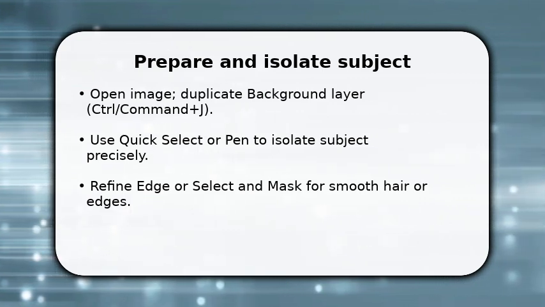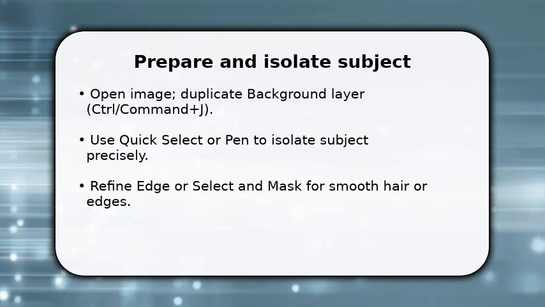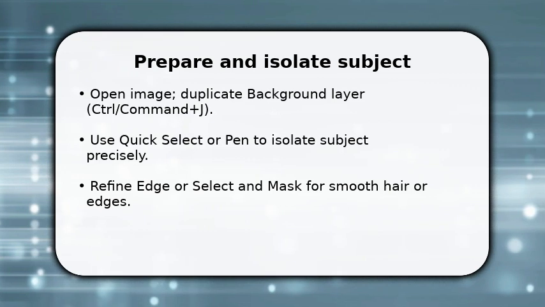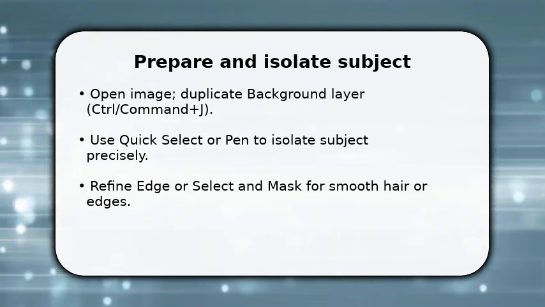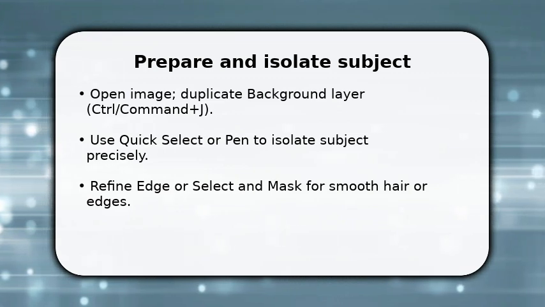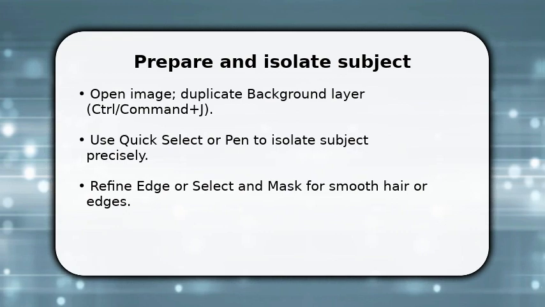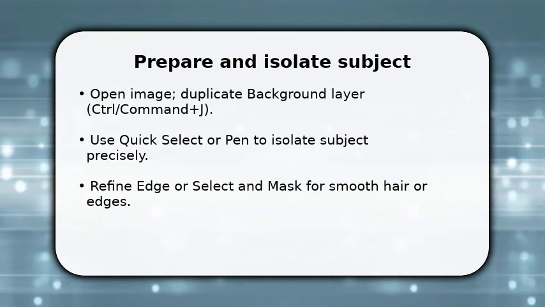Once selected, enter Select and Mask to refine hair, hair-like edges, and fine transitions. Adjust radius, smooth, and shift edge until edges read naturally. Make sure Output to New Layer with Layer Mask so you can tweak the mask later without losing pixels.